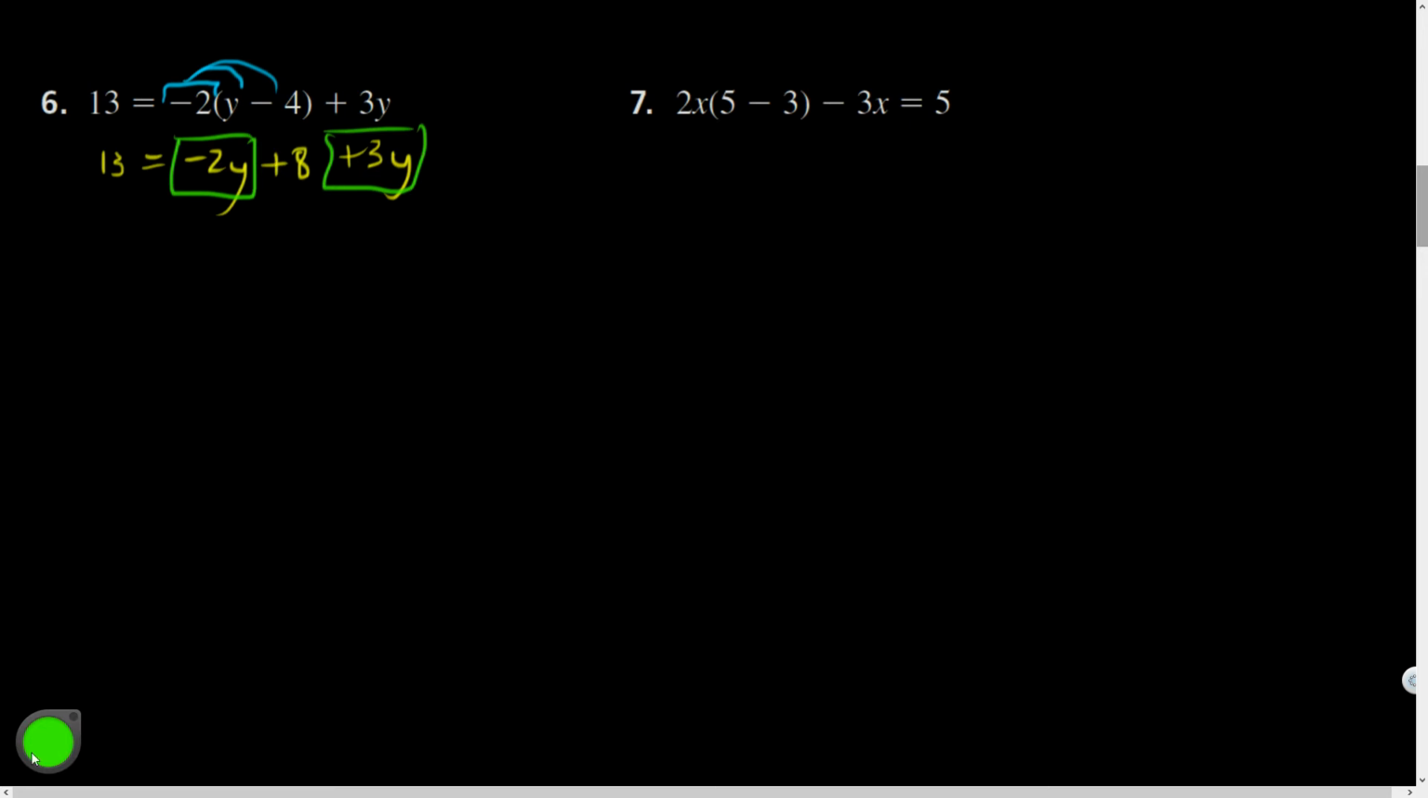All right, so let's see. I'm going to have 13 equals -2y plus 3y is 1y, which you could write 1y or just plain old y, yeah. And then plus 8 is still hanging out there. How do I get y by itself? Subtract 8 from both sides, and I'll get 5 equals y, or better yet, y equals 5.